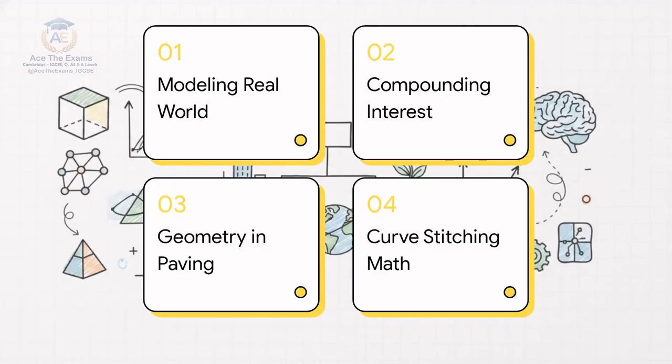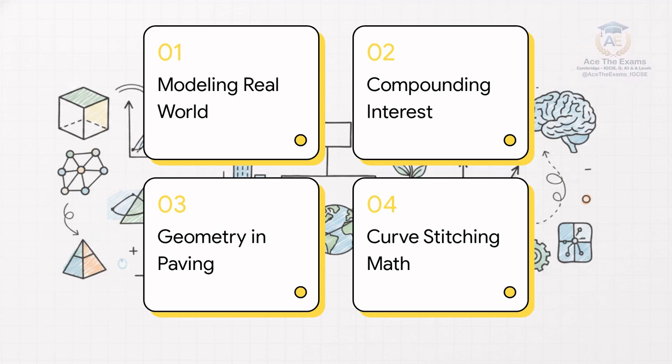Here is our quick roadmap for today's explainer. First, we'll look at modeling the real world with exponential equations. Number 2, we'll see compounding interest in action through a financial race. Third, we're transitioning into physical space with geometry and paving design. And finally, number 4, we'll explore some wild optical illusions with the math of curve stitching.